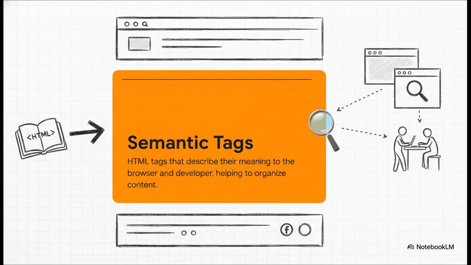See, these aren't just generic boxes. Tags like header and footer actually tell the browser what kind of content they're holding. This is so important for things like accessibility tools that read the page aloud, for search engines trying to understand your site, and honestly, for other developers who might have to look at your code later.